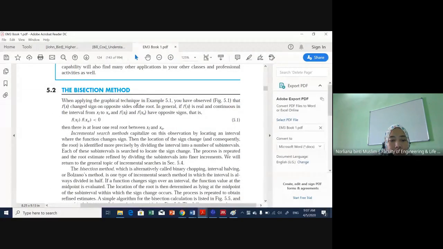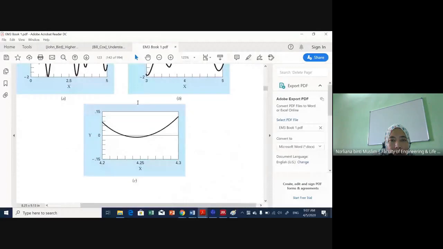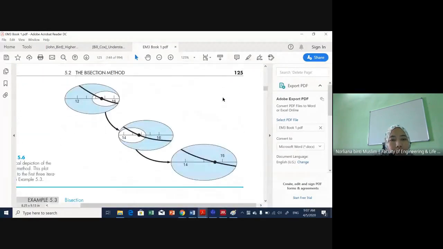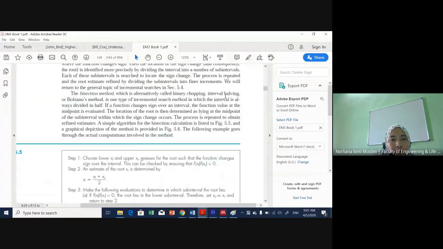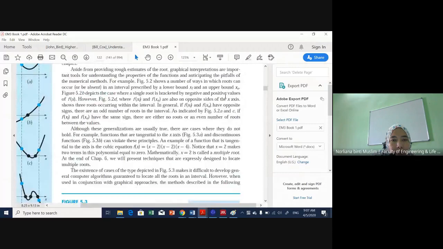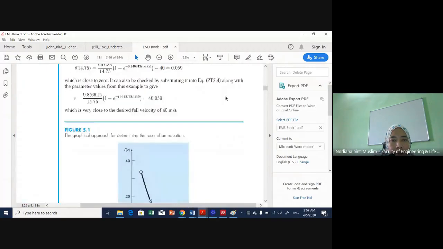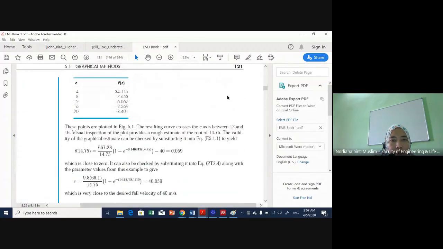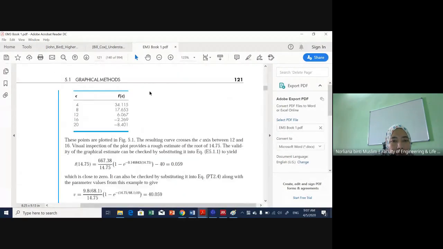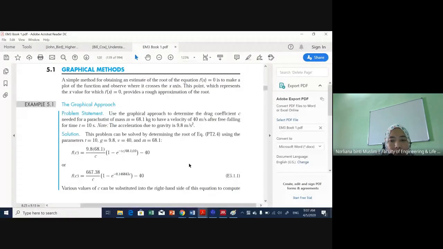This bisection method in the ebook is on pages 1 to 4. But actually, in the bracketing graphical method, the examples are based on the same function, one type of function. But this graphical method I am going to show to you. So this is a function.